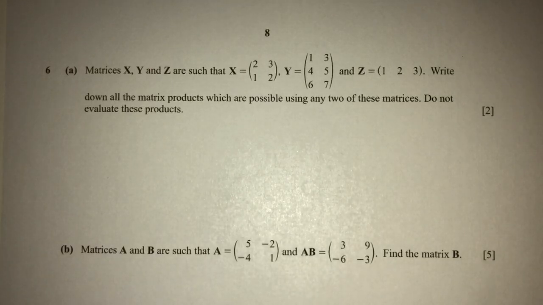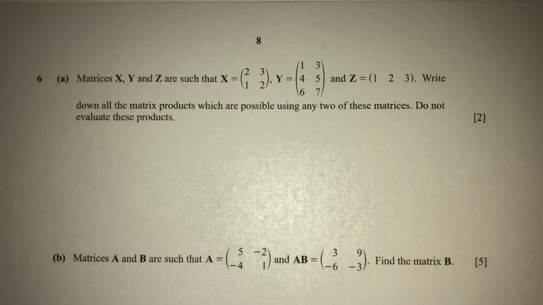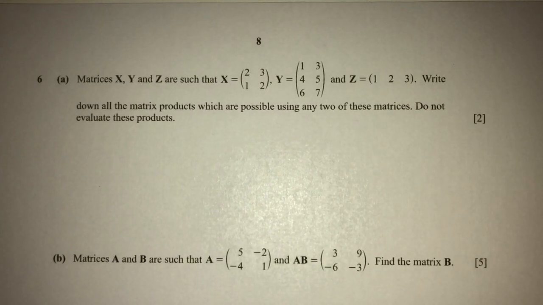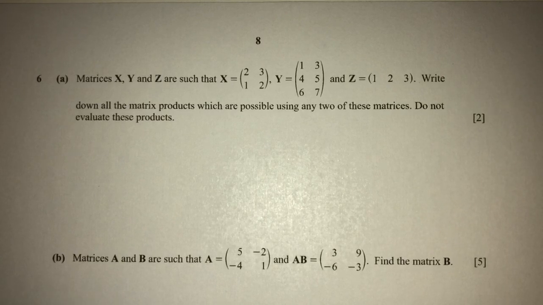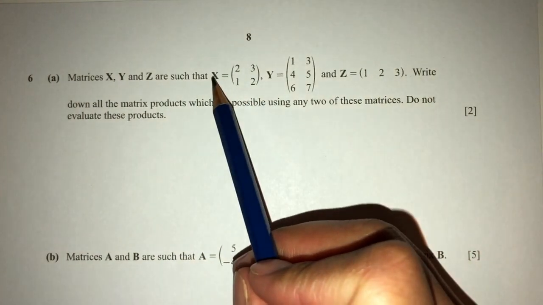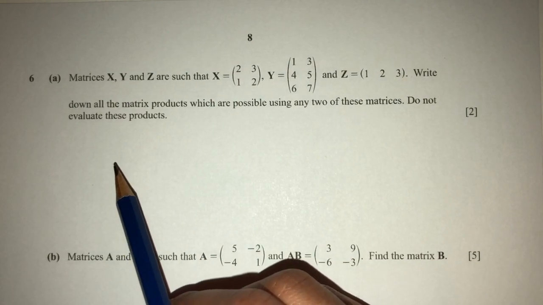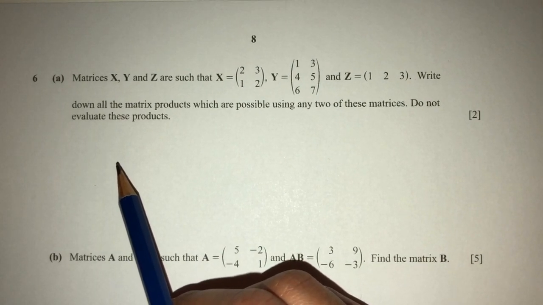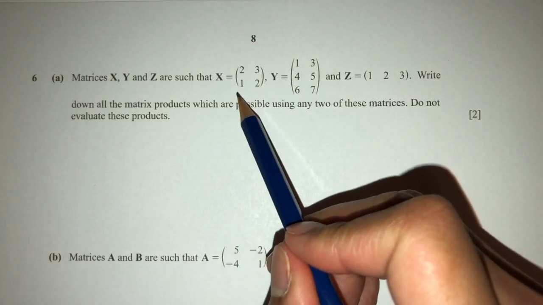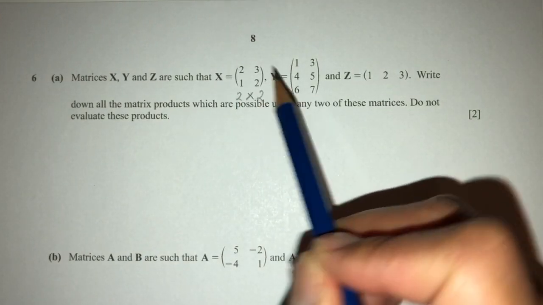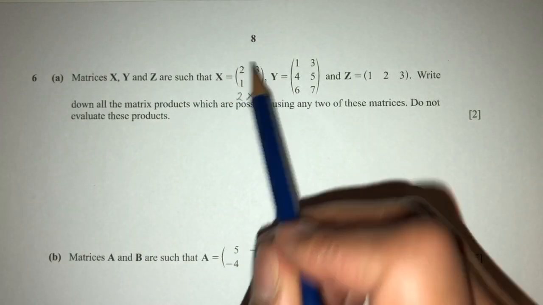To understand this, we first have to go to the basics. How do you describe a matrix? Usually we try to name a matrix by its dimension. For example, here, matrix X is what? Is a 2 by 2 matrix. So this is the dimension of matrix X, a 2 by 2 matrix, because of 2 rows and 2 columns.